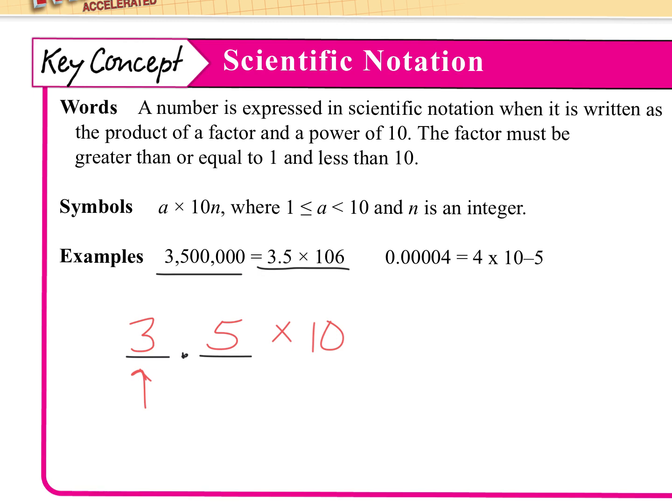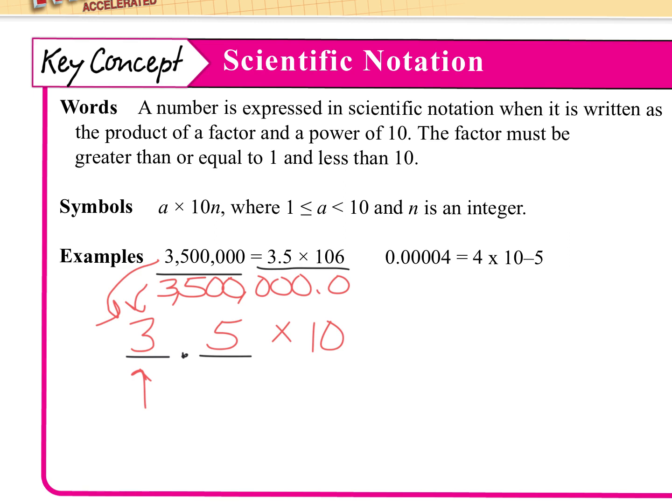The reason for that is because we are going to start moving the decimal. We want to get this number to look like this number. For 3,500,000, where is that decimal right now? It's at the end, right? So I want to get this to look like this, which means I need to move this decimal. Which way do I have to move it? I've got to move it left.